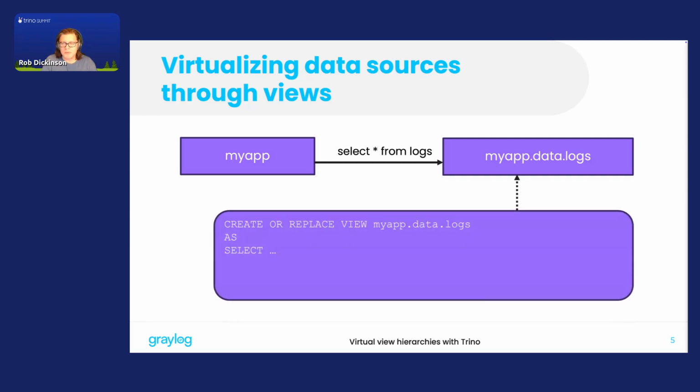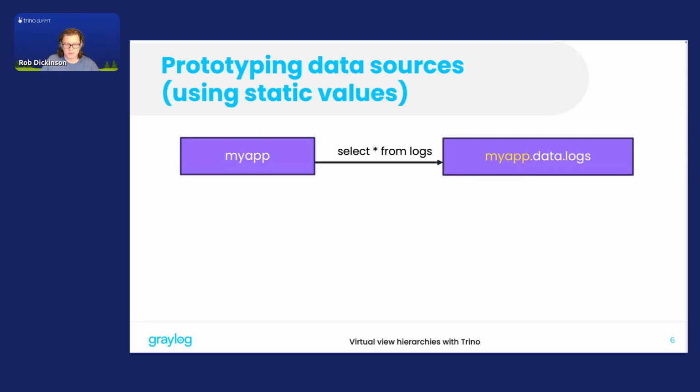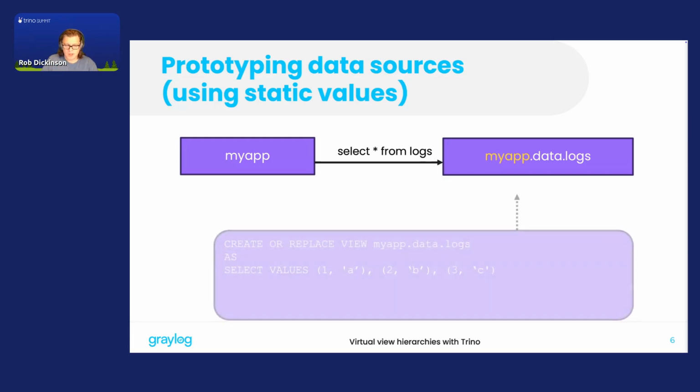Then what I'm going to do is I'm going to say this logs view, then instead of defining that as a table, as something physically concrete like that, I'm going to define myapp.data.logs as a view. And that's the concept that I'm going to use from the application perspective because I'm virtualizing away that data source. It then becomes very easy to prototype those data sources. I can even do this using static values. So I don't have to even use a database yet.